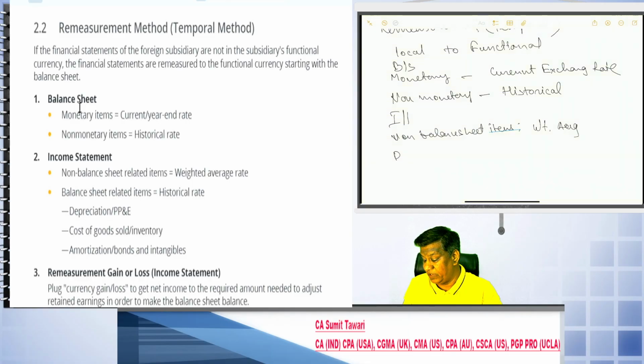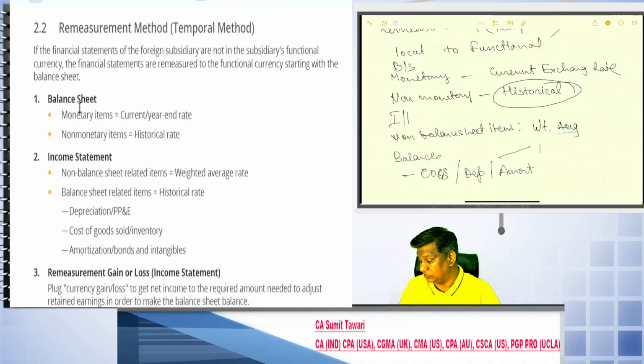And for balance sheet items, mostly only three items, like cost of goods sold, then depreciation and amortization, the rate which we are using here is the historical rate, as they relate to non-monetary items. So that we need to use. Because we are using different rates, if you see the P&L items or the balance sheet, we are using different rates. In the balance sheet we are using the current exchange rate as well as the historical rate.